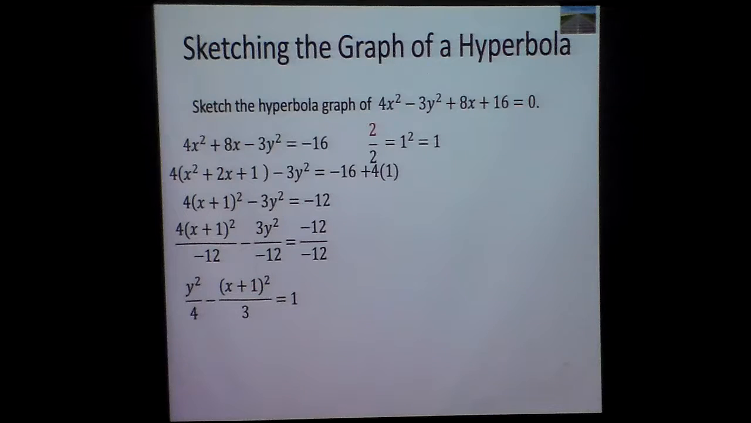So I know that my center is at negative 1, 0. I also know that the A will be this square rooted, and the B will be that one square rooted. So we say square root of 3.